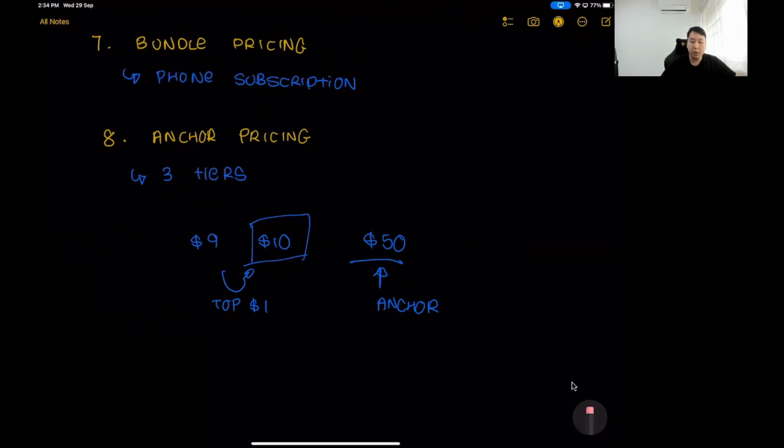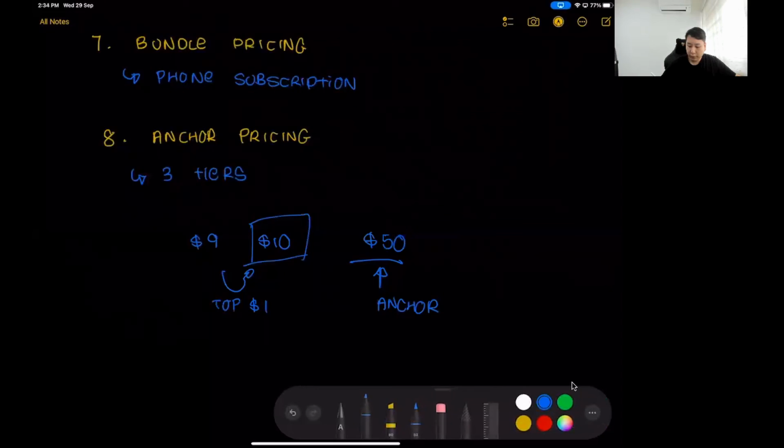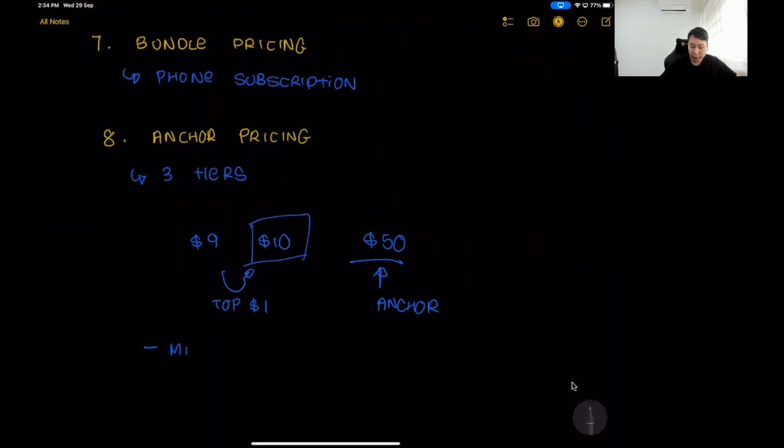Now, what are some examples of companies that use this kind of anchor pricing? Companies like McDonald's or even Starbucks. They ask you, hey, would you like to upsize your coffee drink, or would you like to upsize your fries, for just 30 cents or even $1? Most people will say yes, and they actually make a lot more. But $10 is the one that they are actually pushing for.